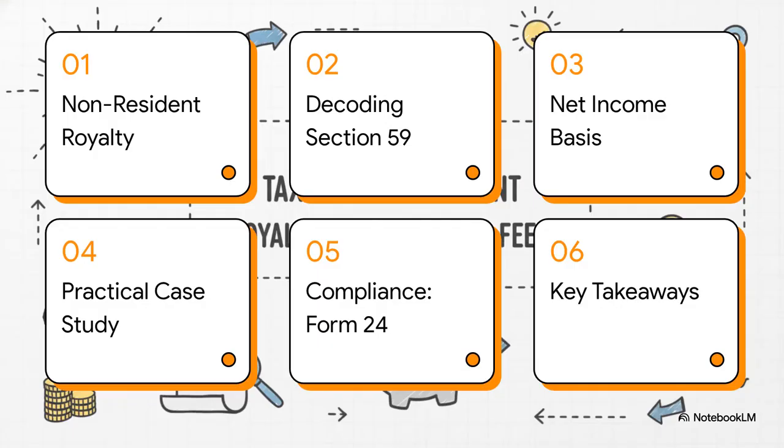Here's what we've got on tap for this explainer. We'll start with the basic challenge. Then we'll decode Section 59 itself. We'll explain what net income basis really means, walk through a case study, focus on the compliance side with Form 24, and finally, wrap up with some key takeaways and common issues.